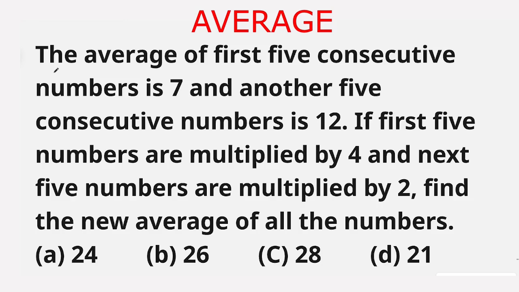Our question is, the average of first 5 consecutive numbers is 7 and another 5 consecutive numbers is 12. If first 5 numbers are multiplied by 4 and next 5 numbers are multiplied by 2, find the new average of all the numbers. The given options are option A 24, option B 26, option C 28, option D 21.